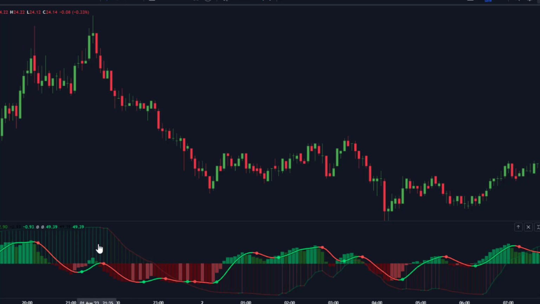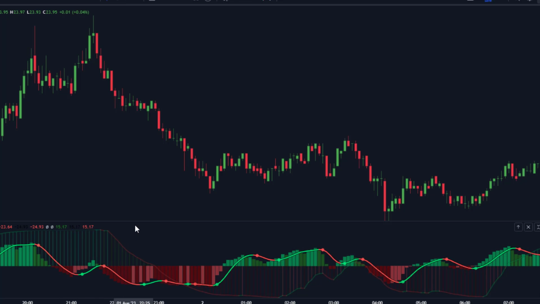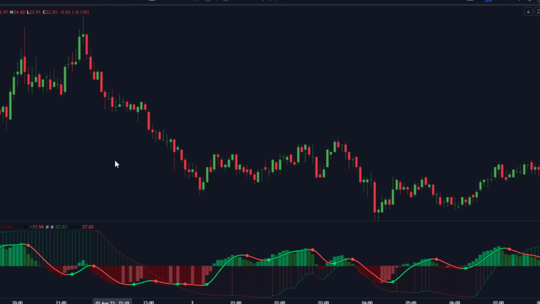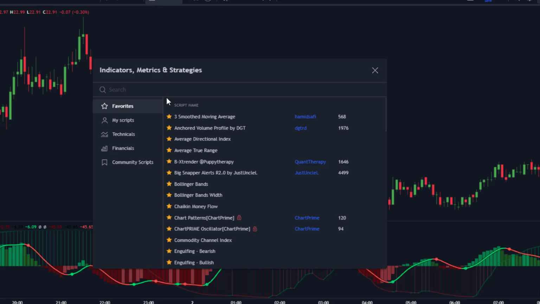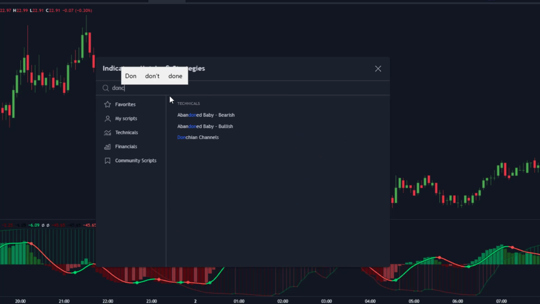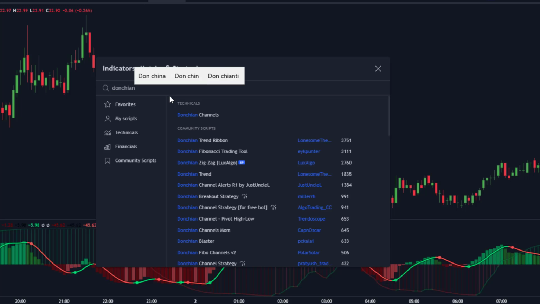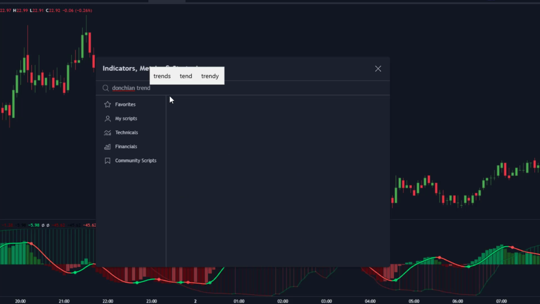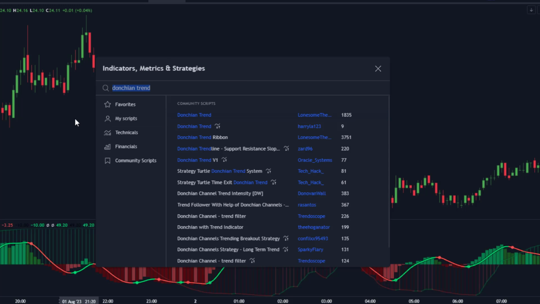Then to avoid this problem, this is when we apply another indicator called Donchian Trend. This indicator will help us identify trend early. To add this indicator to our chart, we navigate to the indicator search bar. There we search for Donchian Trend. Select the one made by LonesomeTheBlue.